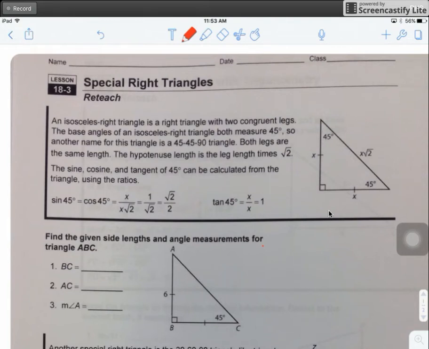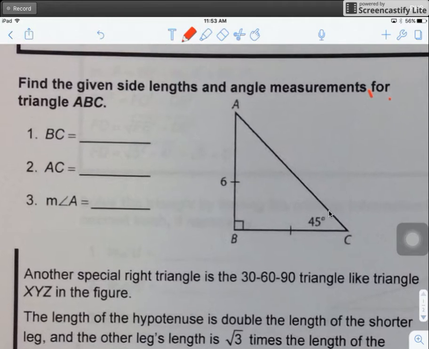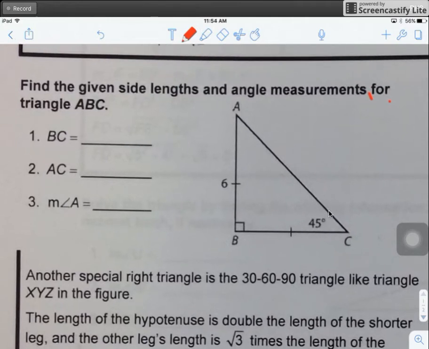Okay, so we're going to continue. The answers for 18.3 reteaching, number 1, 2, and 3 are all based on this triangle that is given. This is actually a 45, 45, 90 because we can tell that one of the angles measures 45. So let's answer the question.